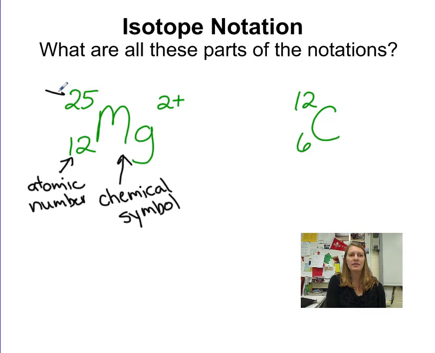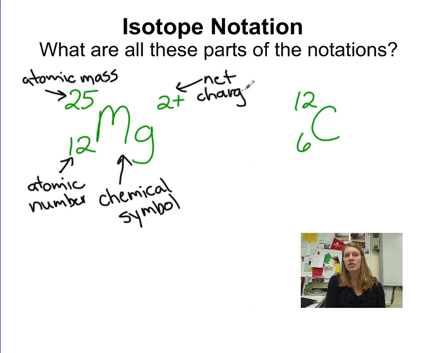The top left is going to be the atomic mass. So that's going to be your total number of protons and neutrons. And then the top right over here would be any net charge that you have. And as we just learned in our last unit, that charge would come from any electrons being gained or given away. So if we look here at the carbon, you have the C for that chemical symbol, 6 is the atomic number, and the 12 is the atomic mass.